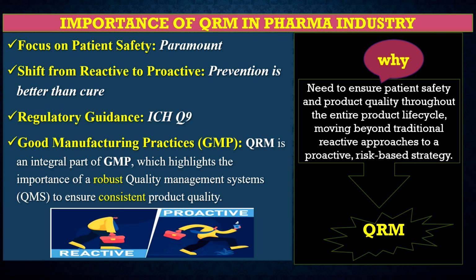To ensure consistent product quality, not only today, not only tomorrow, up to the life cycle of the drug product or drug substance, the quality should be maintained. That is the reason this QRM is very, very important in the GMP system. Again, we can see here, we need to ensure patient safety and product quality throughout the entire product life cycle, moving beyond traditional reactive approaches to a proactive risk-based strategy.